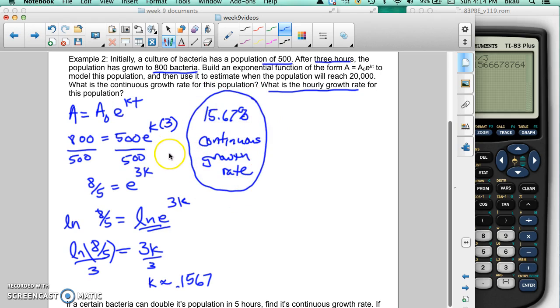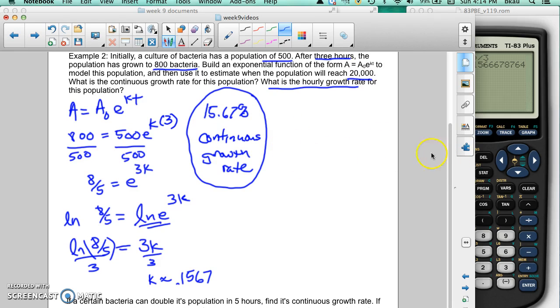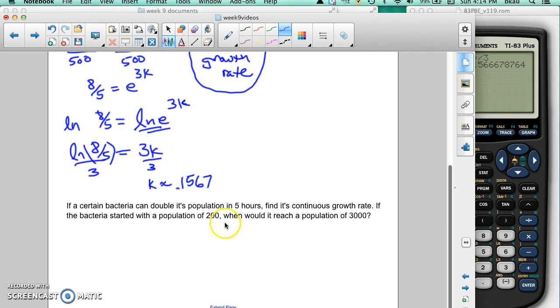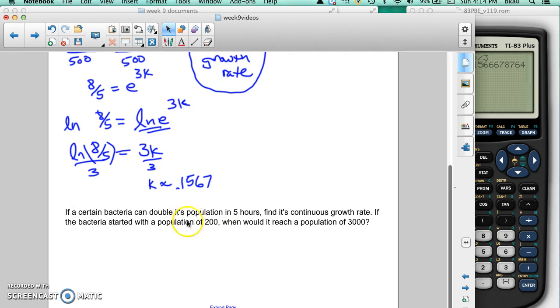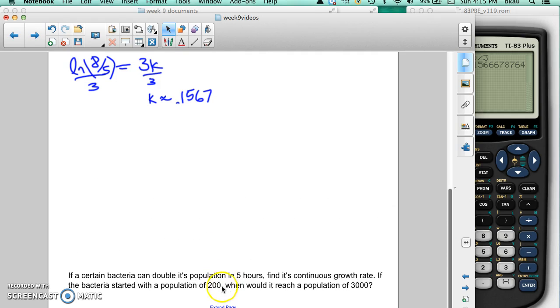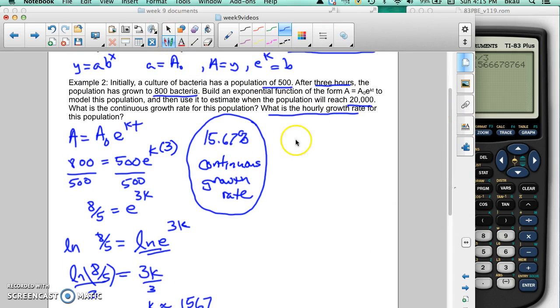Now there's a couple ways we can find our hourly growth rate. We also have to use this to estimate when it's going to reach 20,000. So let's do that next, and then we're going to do an hourly growth rate after that. So our next question is, when will it reach 20,000? So we can go about the same process. Let's move this down a little bit, so that's not in our way for our next problem. So let's go back to this one, and we're going to now find when it reaches 20,000.